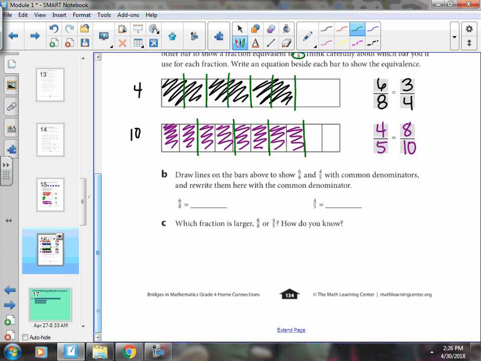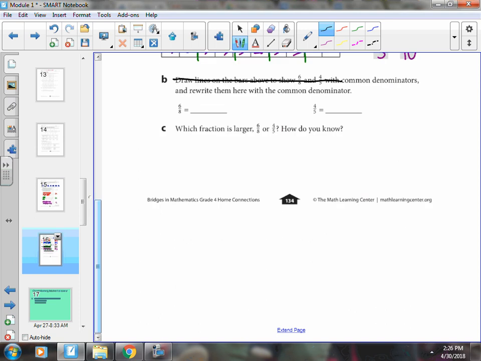Letter B. It says draw lines on the bars above to show 6/8 and 4/5. I do not like these particular fractions. I don't like how they wanted you to show it. I think it's confusing. So here's what I would do. I would make these denominators the same. So I'm looking at 8ths and I'm looking at 5ths. And I'm trying to think, what can I make an 8 into? And what can I make a 5 into? What number do they have in common?